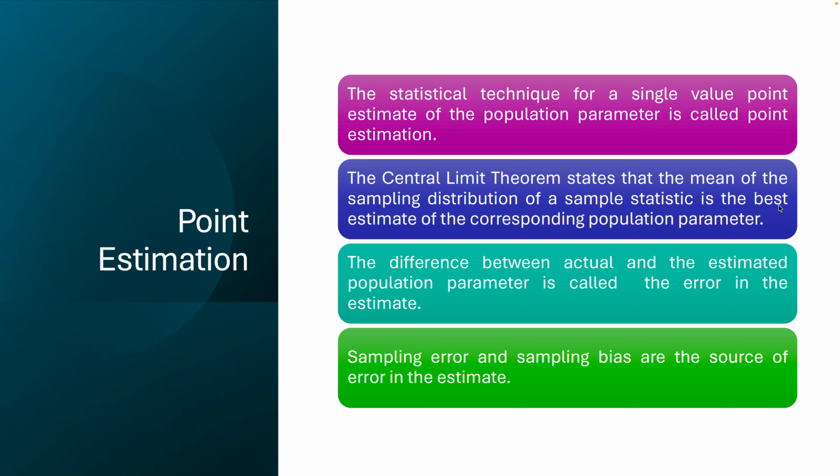Now we understand that because of the sampling process, an inherent difference will occur between the true population parameter and the sample statistic. The difference between the actual true population parameter and the estimated population parameter, which is our expected value of the sample, is called the error in the estimate. This error can be bifurcated into two parts: sampling error and sampling bias.